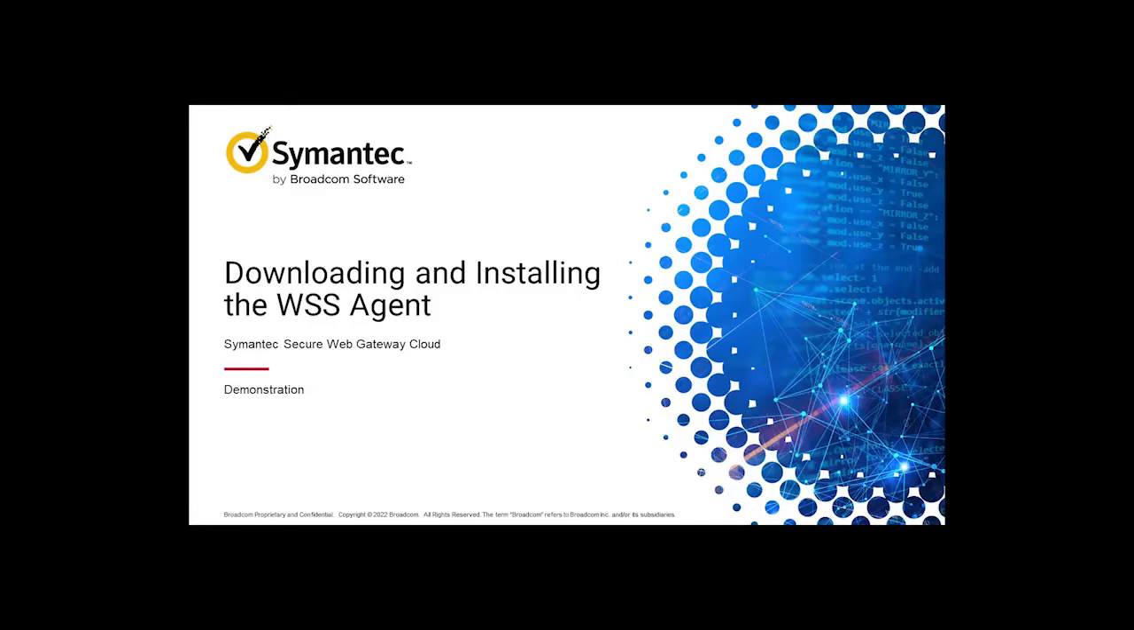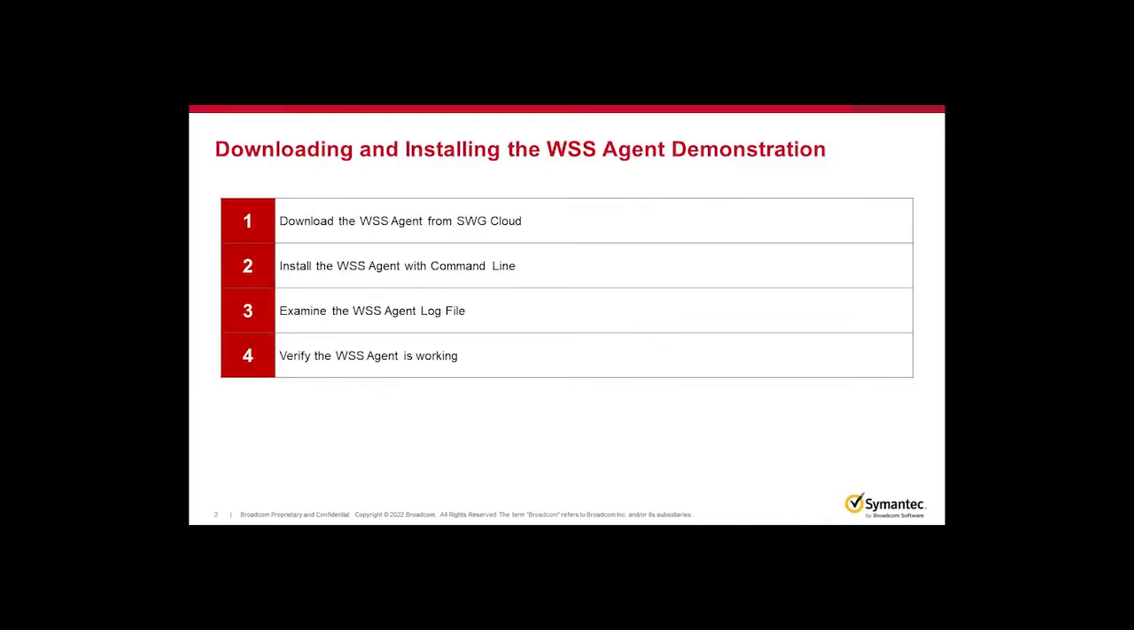Hi, and welcome to this demonstration on downloading and installing the WSS agent for connecting a machine to the Secure Web Gateway Cloud. This demonstration will cover the following 4 items. First, we'll download the WSS agent from SWG Cloud. Next, we will install the WSS agent from the command line as we are installing in a virtual environment. Next, we will briefly show how to access the WSS agent logs, and we'll finish with another useful way to check if the WSS agent is protecting the user and what useful information can be gathered.